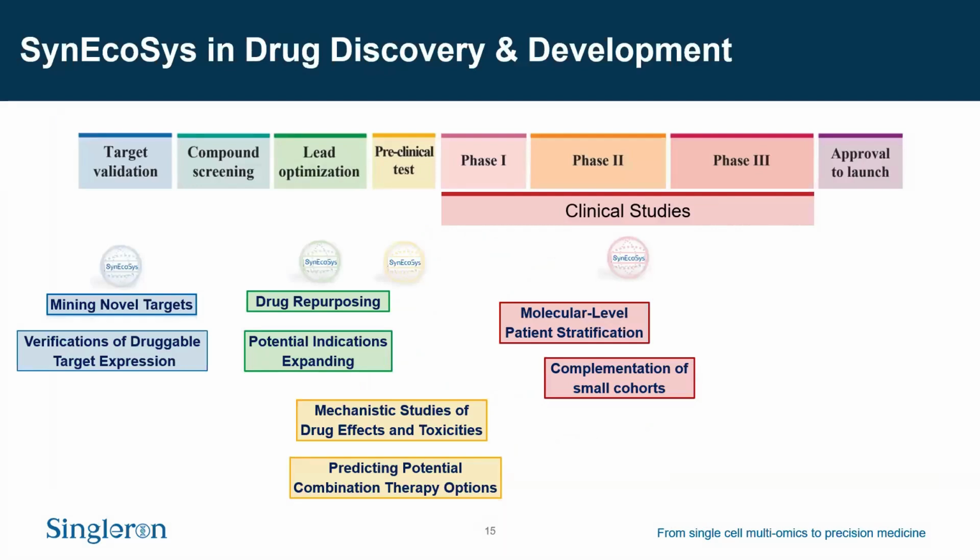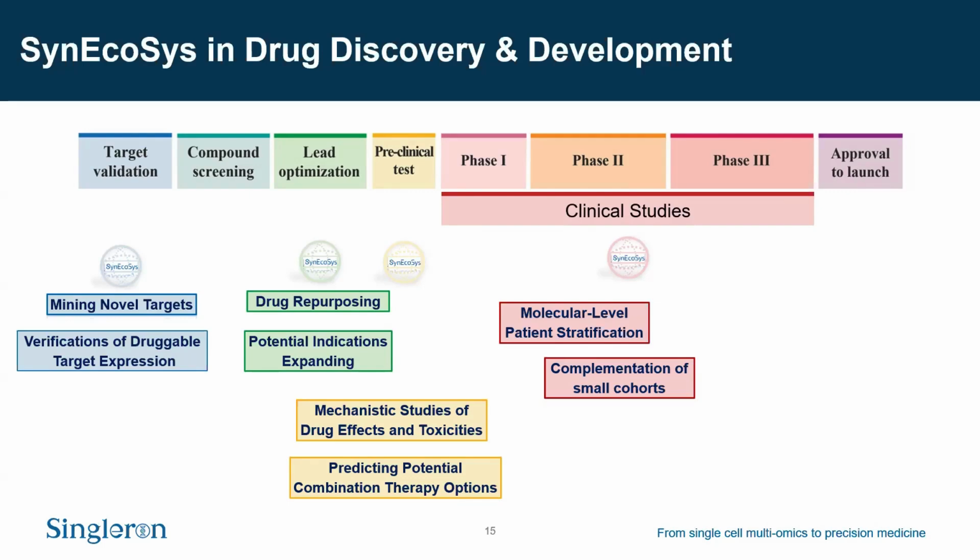Coming back to drug discovery and development, we see SynEcoSys useful at several stages. In the early R&D, we can dig into the data for novel targets or verify the expression of already identified targets. The data can also be used to support drug repurposing, as mentioned, or expand the use to additional indications.